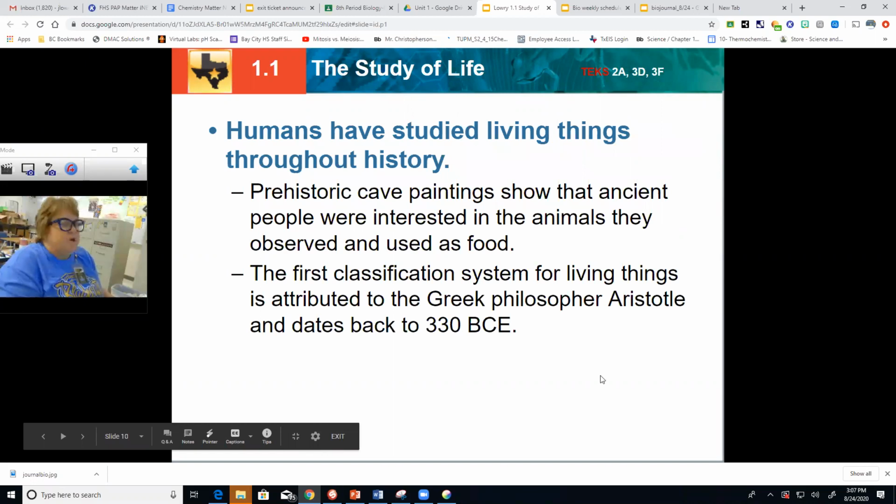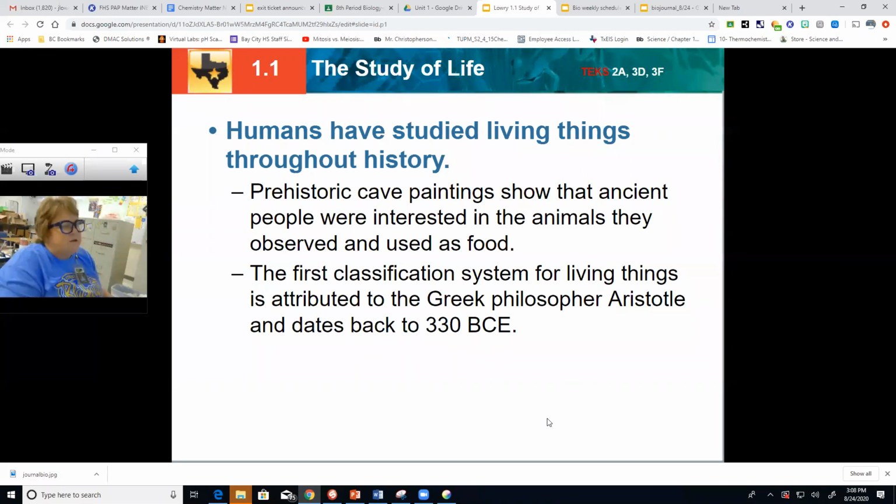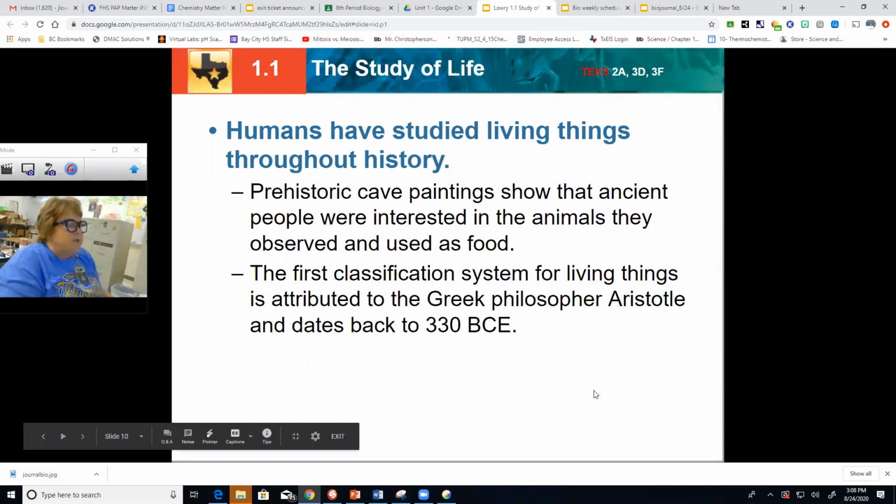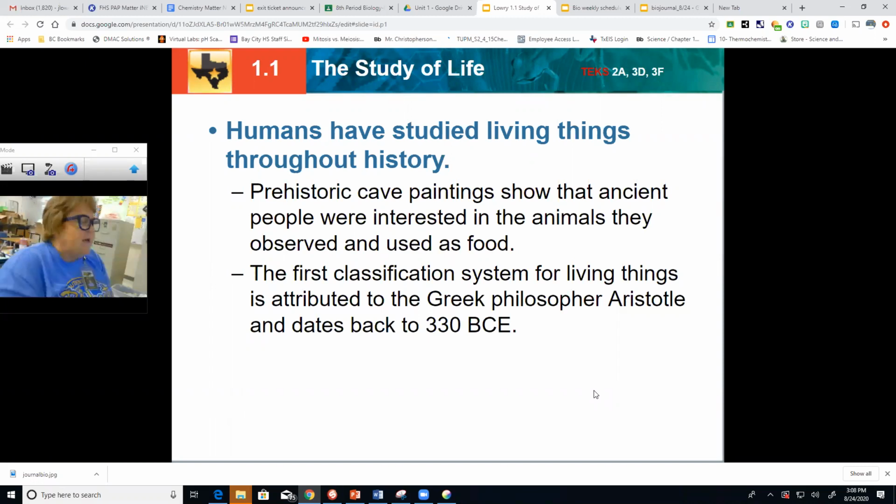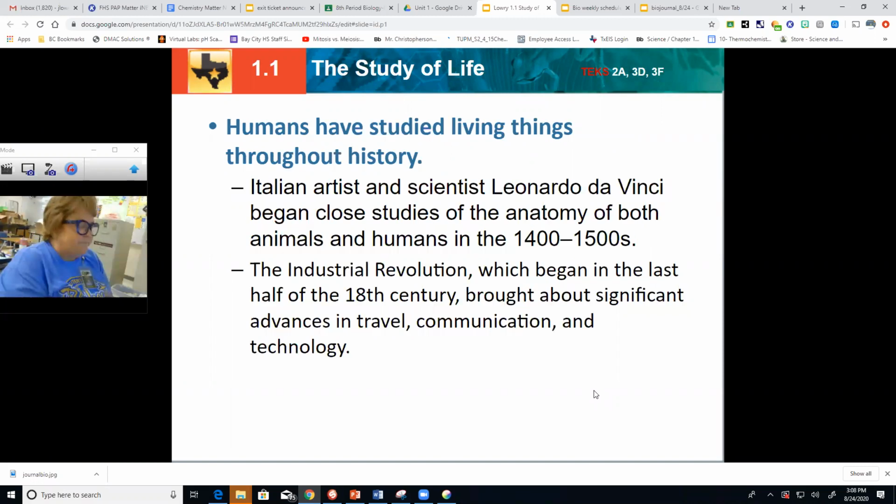So humans have studied living things throughout history. Prehistoric caves, they don't really show pictures of people. They show pictures of animals painted on there. So they were studying and more interested in that even way back then. The first classification system, which is what we talk about when we talk about genus and species, I'm sure y'all have heard those words. That first classification system was all the way back in 330 BC. And then, of course, it's just gone on and changed drastically since that.